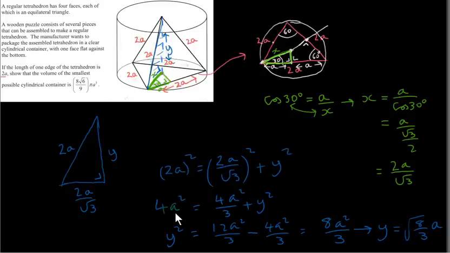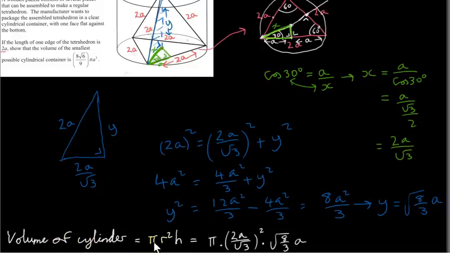Two a times 2a is 4a squared. When I square this thing here, I have 2a times 2a on top, that's 4a squared. Root 3 squared is 3. Then I have y squared. I isolate y squared. So I take 4a squared and subtract this term. I can write 4a squared as 12 over 3 a squared, just to get a common denominator. I subtract the 4a squared over 3. So I have 12 minus 4, or 8a squared over 3. And then y is the square root of that. That's the square root of 8 over 3 times the square root of a squared. So I end up with the square root of 8 over 3 times a. This a is not underneath the square root sign.